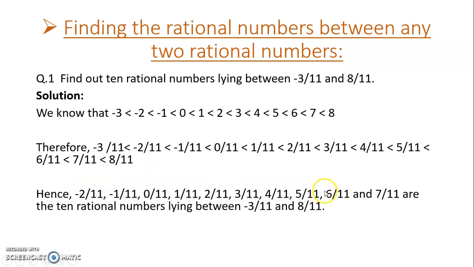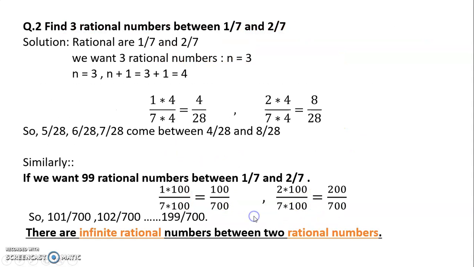So it is very easy to find out the rational numbers between the numbers who have the same denominator. You only have to change the numerators. You have to go on increasing the numerators and put the denominator as the same number. So this was very easy. But what if the denominators are different?